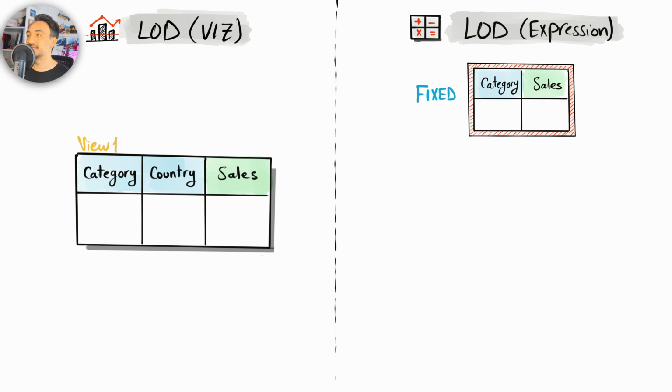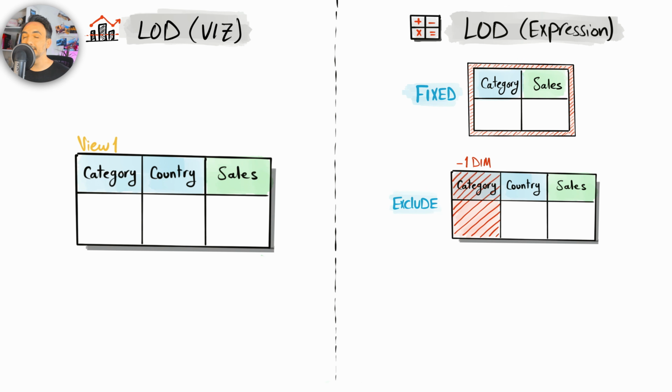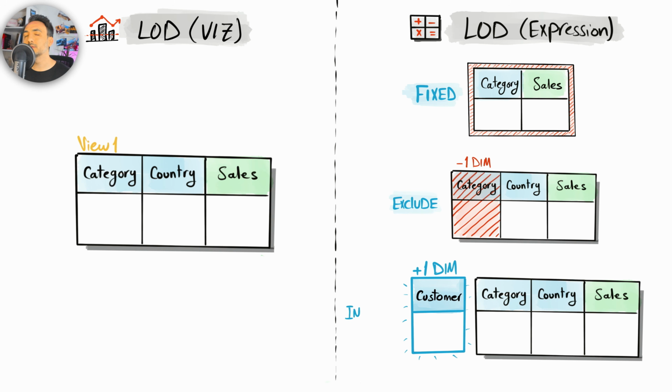So now to summarize, the fixed function is very static. It doesn't care about the dimensions that we have inside the visualizations. It is completely independent, so it's going to stay the same as you are changing the visualizations. But the exclude and include, they are depending on the visualizations. So exclude is going to remove one dimension from the dimensions that are presented in the visualizations, whereas include is going to add one more dimension to the dimensions that are presented in the visualizations. So with that, we now understand how those three functions work in Tableau.